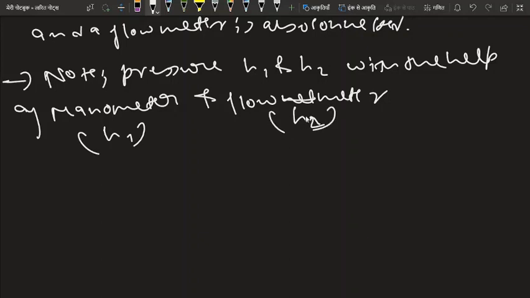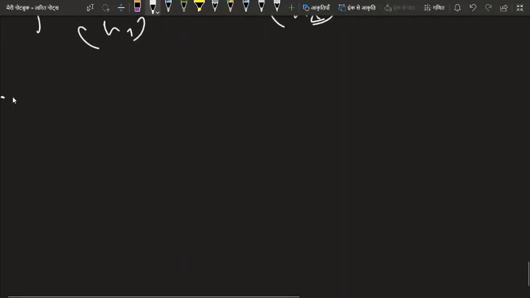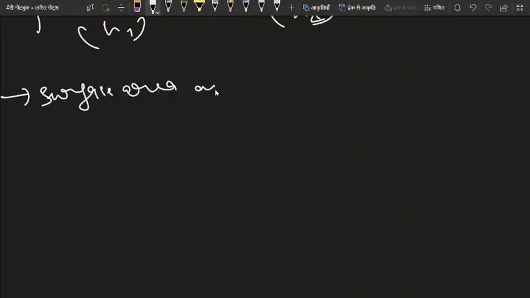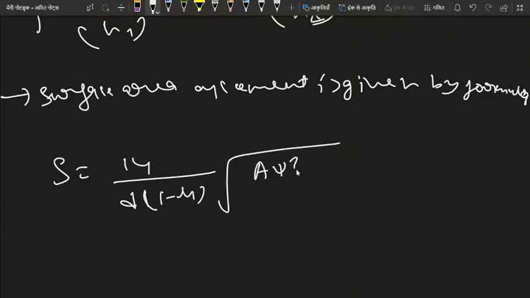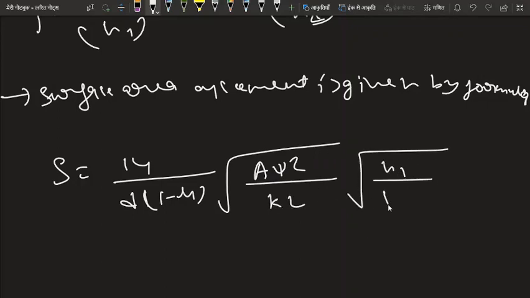Then the surface area of cement is given by the formula as we discussed above. Once again, we write the formula: S is equal to 14 upon d(1 minus e) under root e cubed upon k l, under root h1 upon h2.